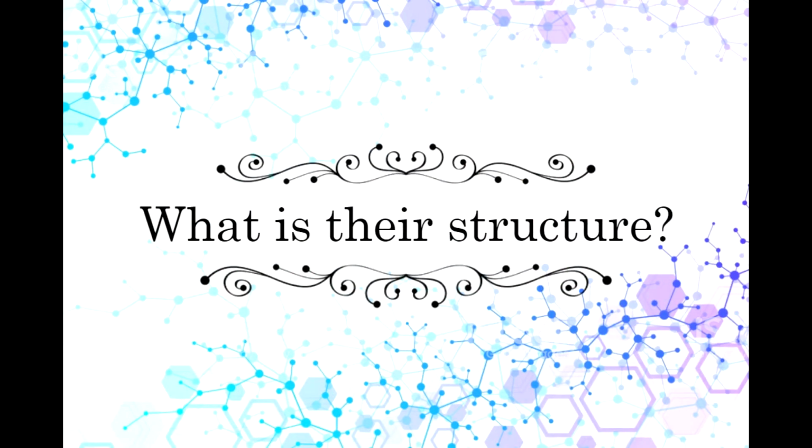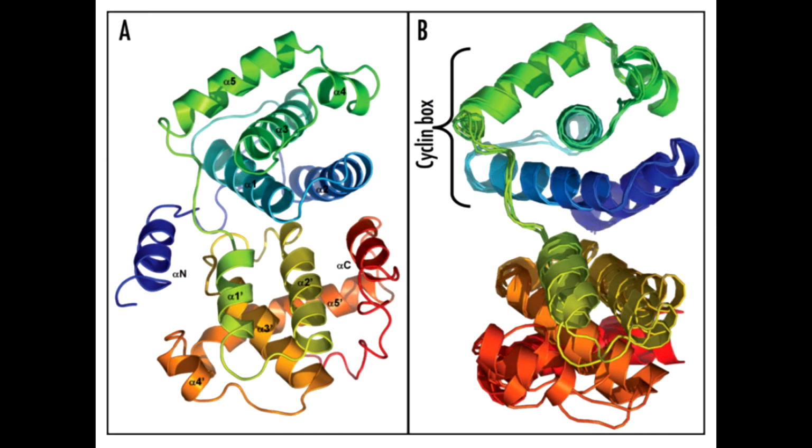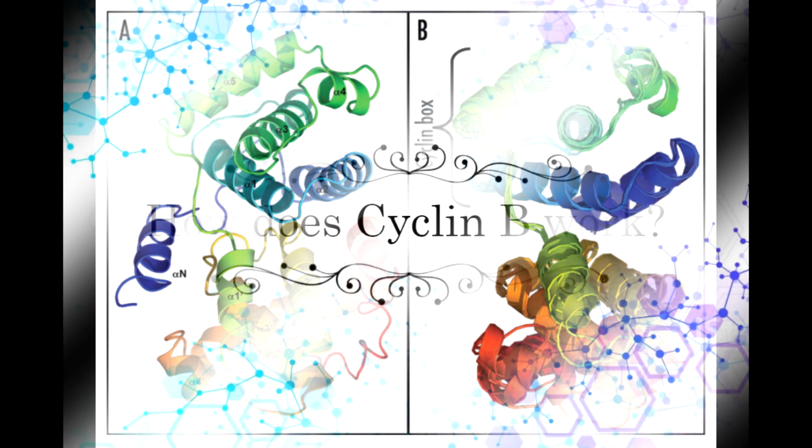What is their structure? All members of the cyclin family are similar in around 100 amino acids that make up the cyclin box, which are organized into 5 helical regions, meaning that it has the form of a spiral, and are important in binding partner proteins, including the CDKs.